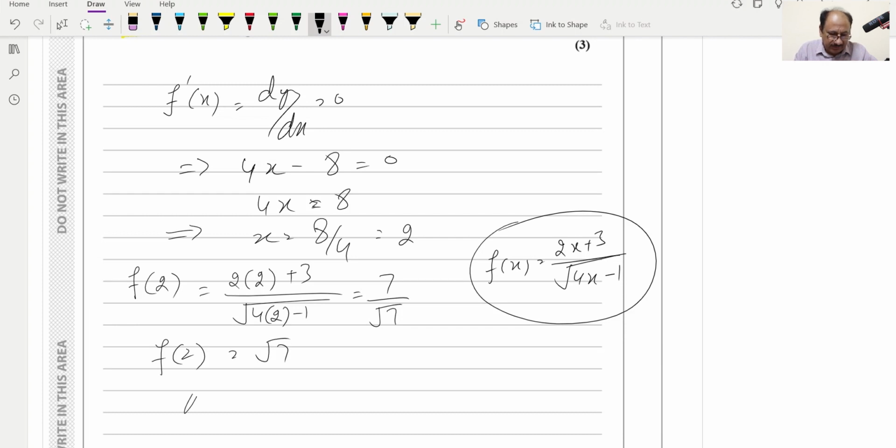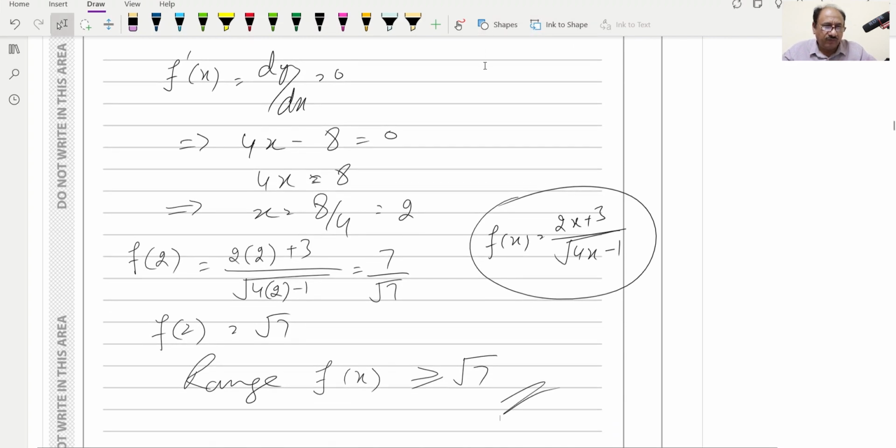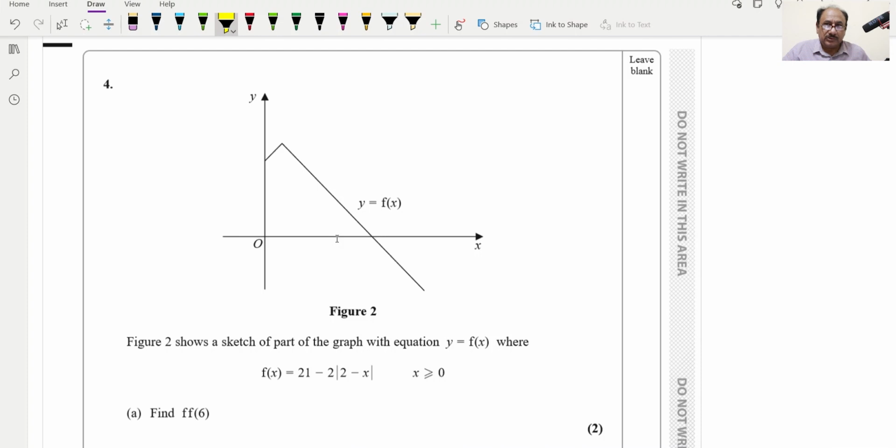It means range of f of x will be greater than or equal to under root of 7. So this is what we were supposed to find, the range of f of x, which we are done with. Question number 4.